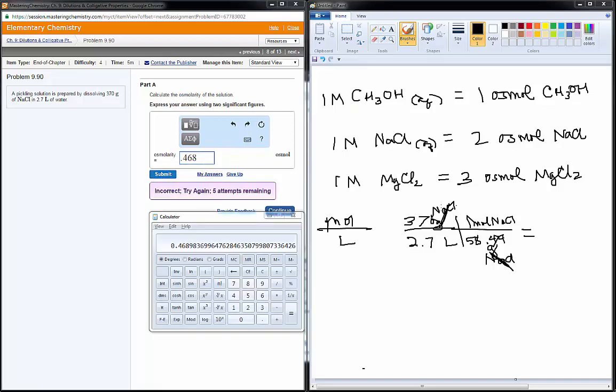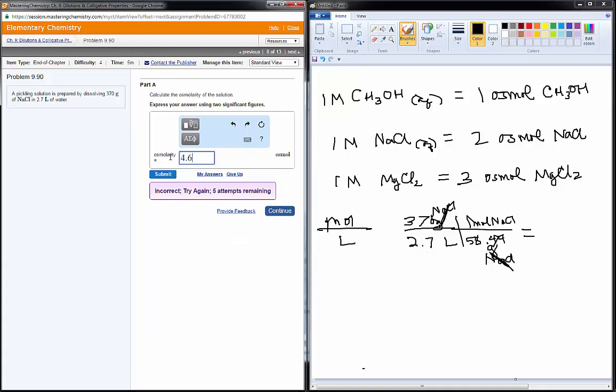Oh, excuse me. This is 370 grams, not 37. That's what I get for having poor writing on this thing. There we go. Multiply that by 2, 4.68 or 4.69 osmol.